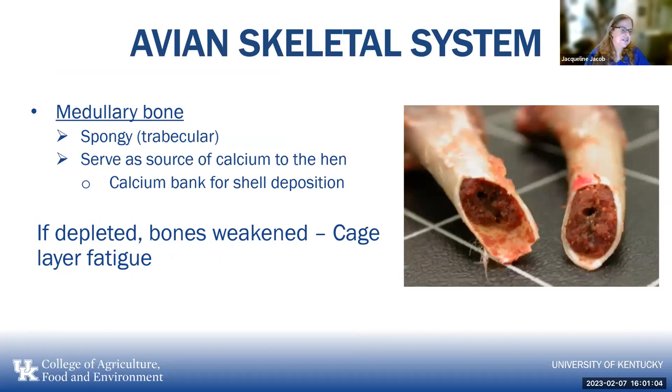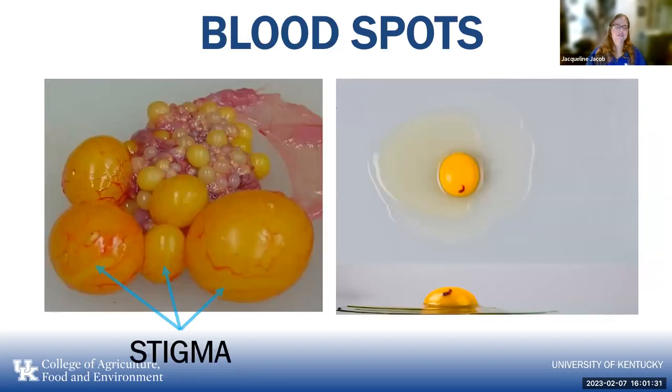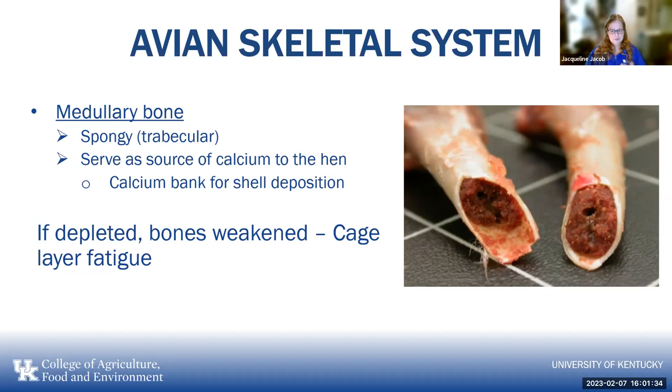Chickens also have medullary bone. It's a spongy trabecular bone shown there. It serves as a source of calcium to the hen. It's sort of a calcium bank. Chickens cannot eat all the calcium that they require for egg production. So they use the reserves in the medullary bone, pull it out, put it back, pull it out, put it back. If they are laying a lot for a long period of time, they can deplete that. The bones become weak. The birds can't stand up, partly because of the calcium deficiency, but also because of the weak bones causing pain. And that's where you get cage layer fatigue.